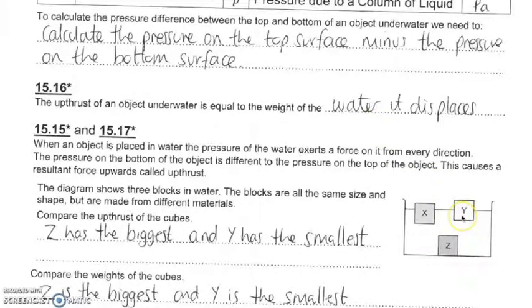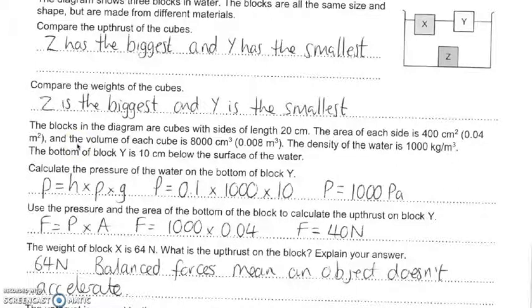So Y, in actual fact, is lighter than Z, which means although the upthrust on Z is greater than the upthrust on Y, Y's got a lower downward force, which is the weight of Y, whereas Z has got a greater downward force, which is the weight of Z. Okay, so that is the reason why Z sinks and Y floats. Okay, let's look at this final exam question.